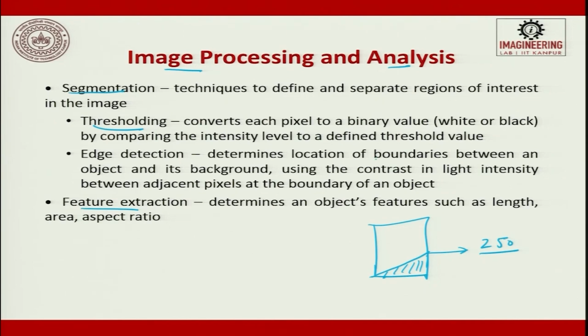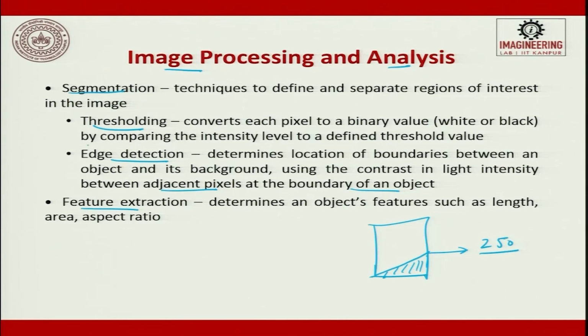Convert each pixel to a binary value by comparing the intensity level with a defined threshold. Okay. The next one is edge detection, which determines the location of the boundaries between an object and its background using the contrast in light intensity between the adjacent pixels at the boundary of an object. Edge detection is predominantly used for area calculation, volume calculation and for extracting a feature from the image.